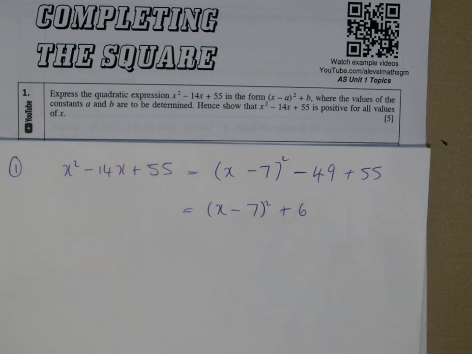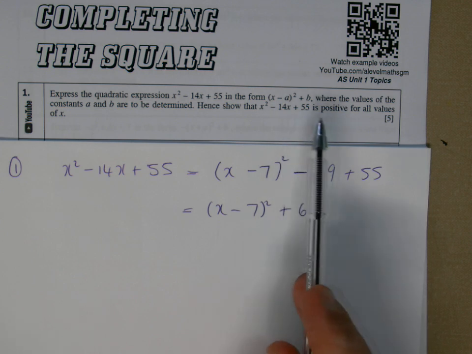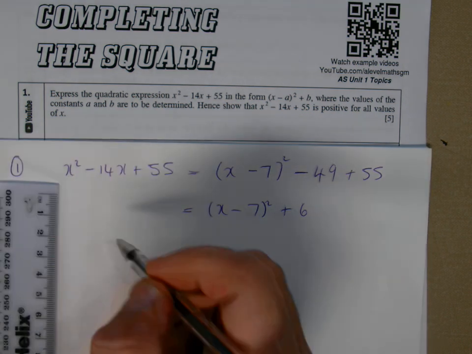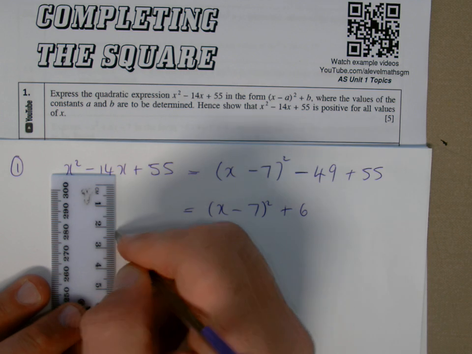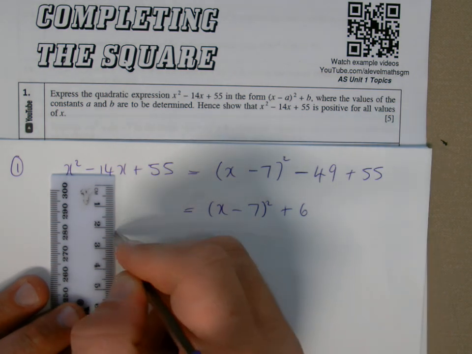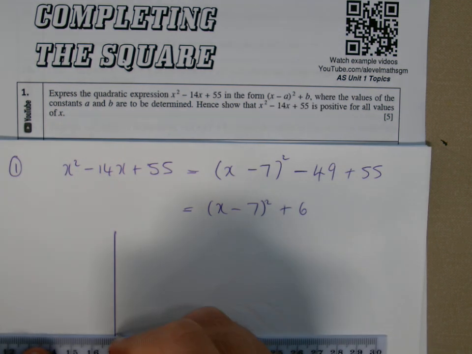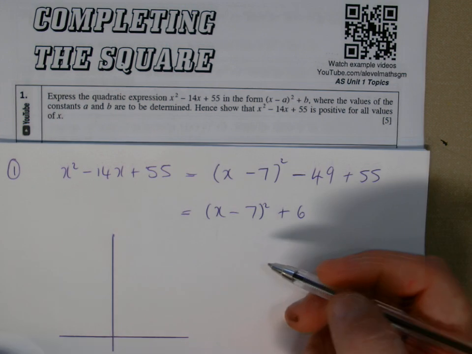And it's simplified this. And then it says, hence show that this quadratic, x squared minus 14x plus 55, is positive for all values of x. There's two ways I can show that. Firstly, I can show it by drawing the graph of it. And if you think about it, the graph of this is quite simply a transformation. I need you to appreciate here, this is just a transformation of the graph y equals x squared.